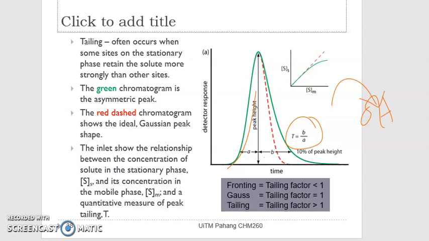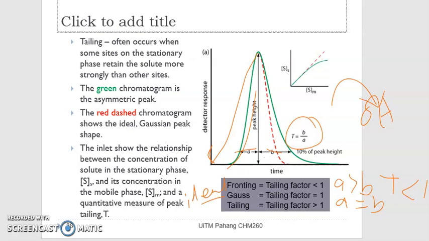So fronting happens when the tailing factor is lesser than 1. Kenapa? Bila dia lesser than 1, sebab bawah tu bila A ni lagi besar. So when A is bigger than B, what happens? Your T will be lesser than 1, sebab bawah lagi besar, right? So it is fronting. But when A equals B, A ni sama dengan B dekat sini, the tailing factor equals 1. So we have a Gaussian peak shape, which is the ideal shape.